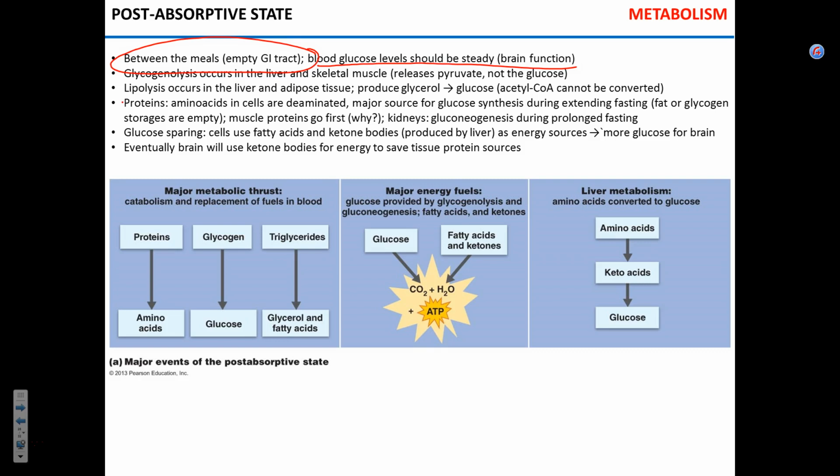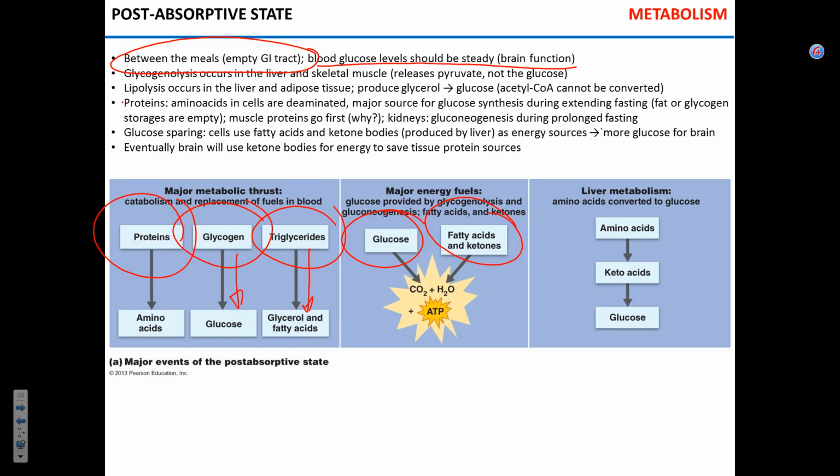Okay? Now, what happens when you're hungry and you're not eating? Proteins are broken down into amino acids. Glycogen is broken down to release glucose. Triglycerides, your fat, are broken down to produce glycerol and fatty acids. Does that make sense? Now, glucose, fatty acids, and ketones will all be used as a source of energy. Does that make sense?